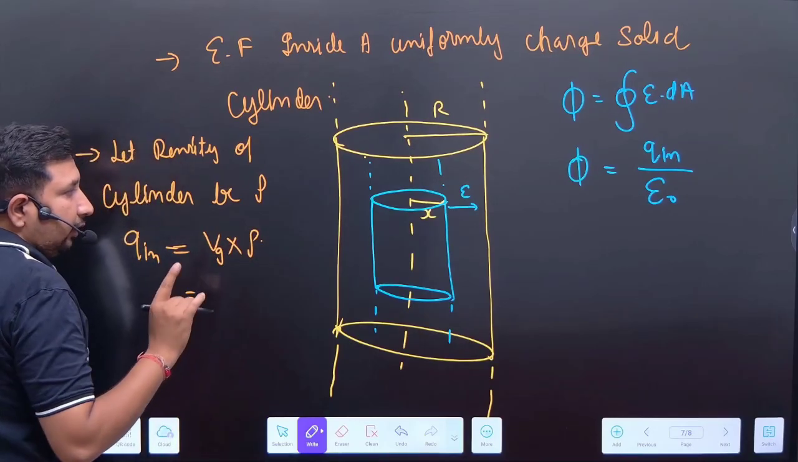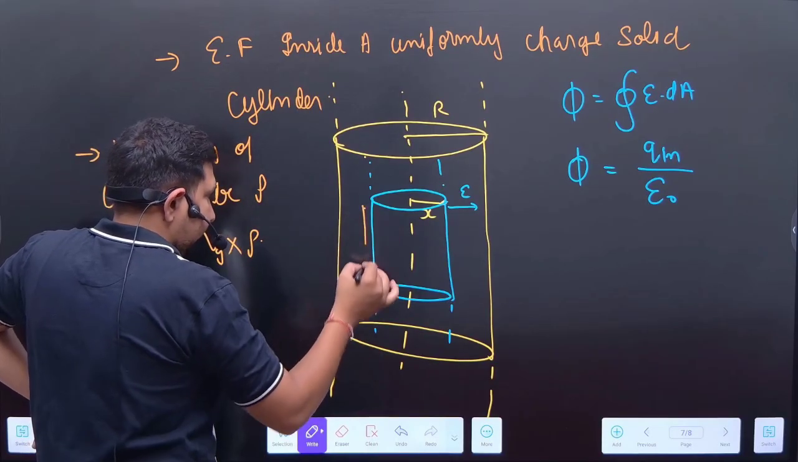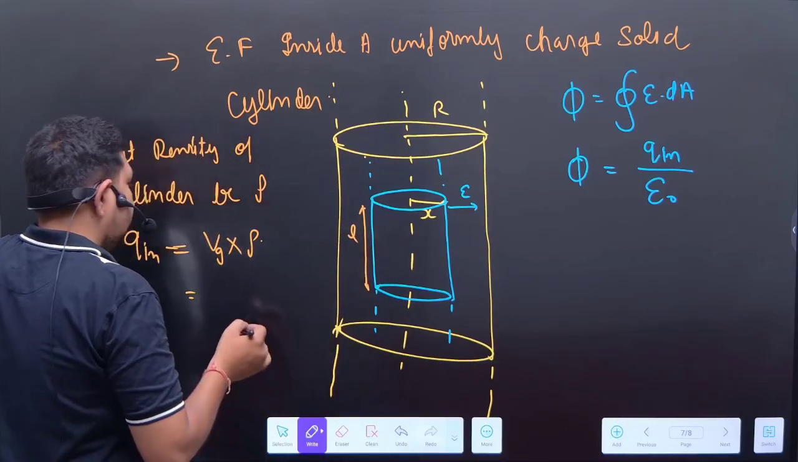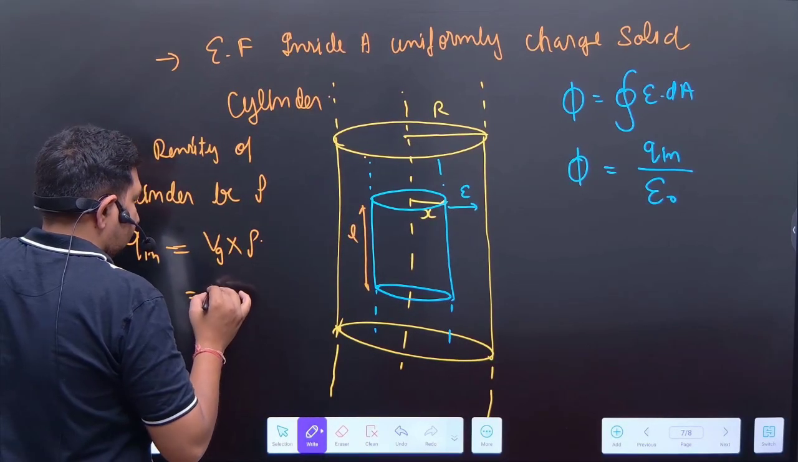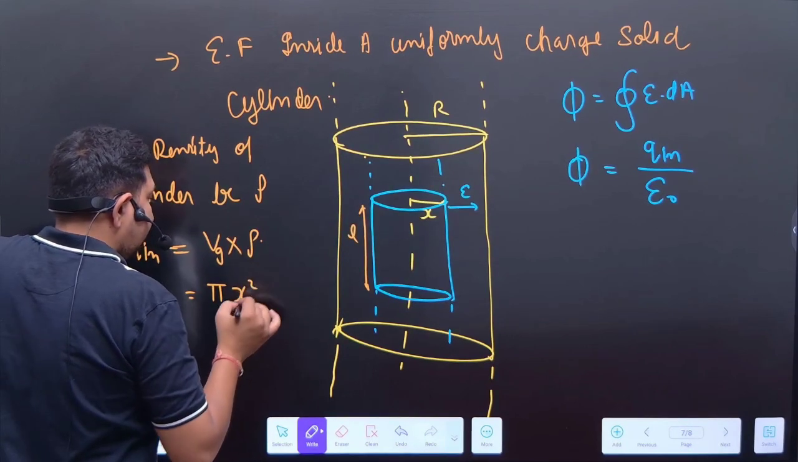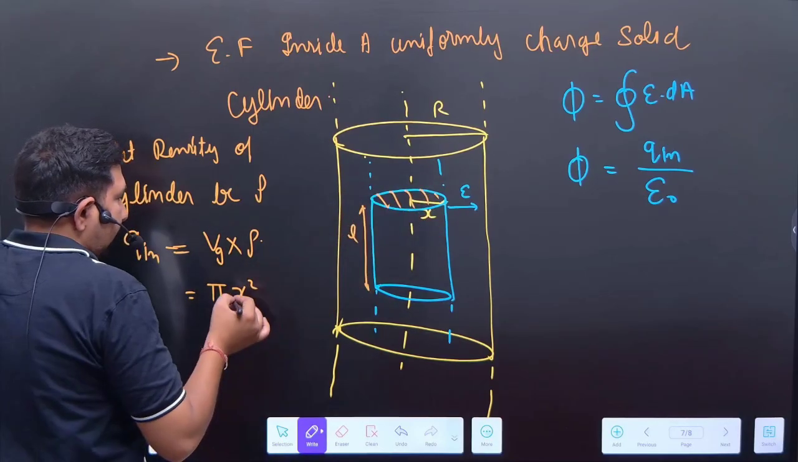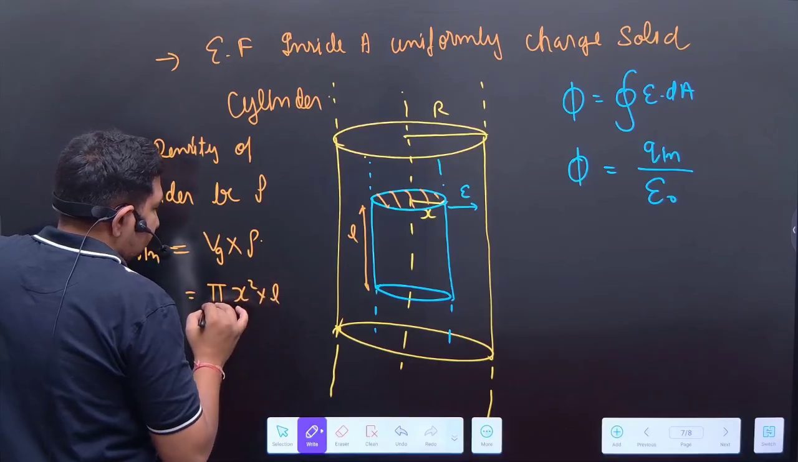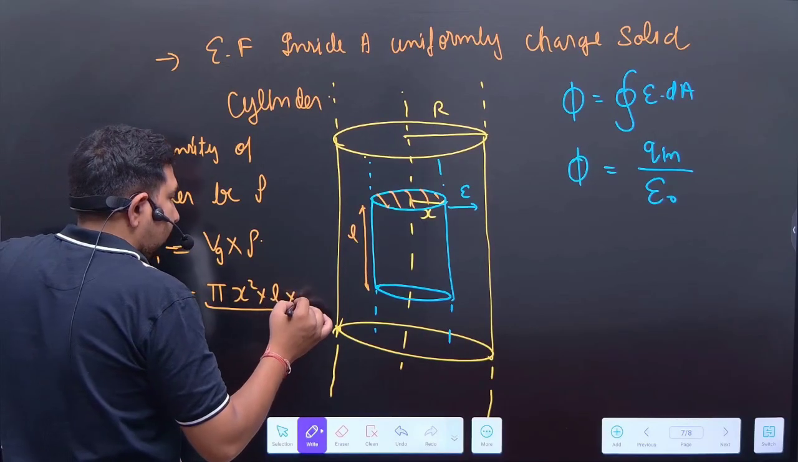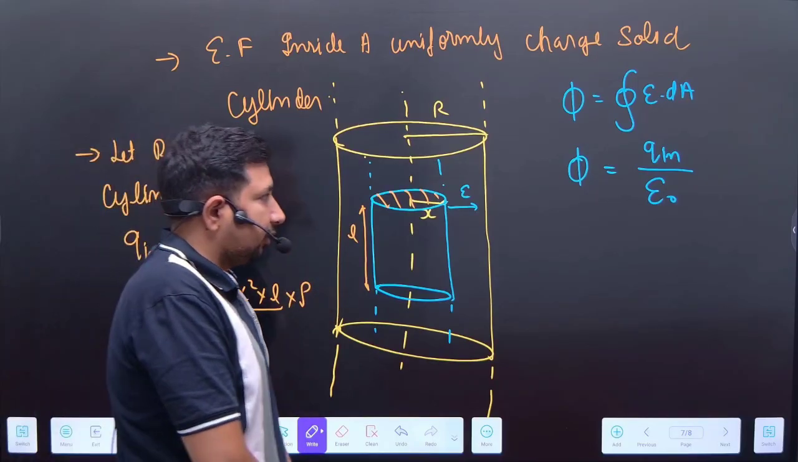Okay, so if we want to find the volume of the Gaussian surface, we have to consider its length. Let the length of the Gaussian surface be L and its radius would be x. So volume should be pi x square, since the radius is x over here. That would give us the area of the cross section of this cylinder. Pi x square times length. This entire thing will give us the volume of the Gaussian surface, and then we have to multiply it by the density. So this would give us the charge inside the Gaussian surface.